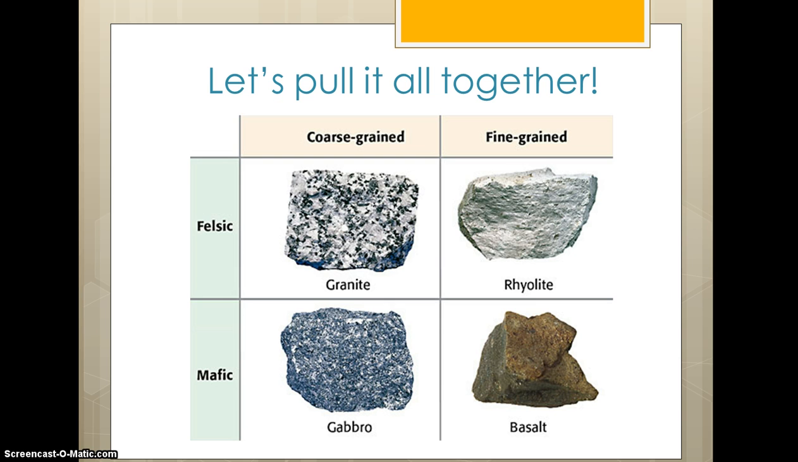Okay, below that, the gabbro, you have mafic. It's kind of dark in color. That one you can see the speckles pretty well, so it's coarse grained. And then you have the basalt, which we saw a picture of a minute ago, and it's dark colored, but it's fine grained because you can't see those big mineral grains.